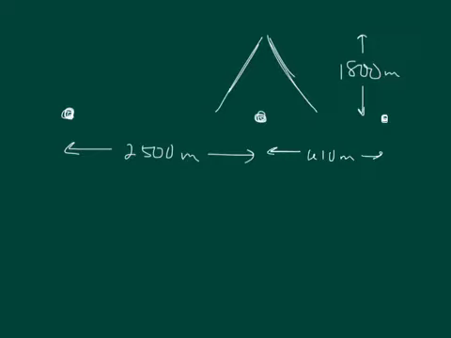Next, if the ship shoots the projectile with an initial velocity of 2.5 times 10 to the second, what's that? 2.5 times 10 to the second? 250? Good. And an angle of 75 degrees.